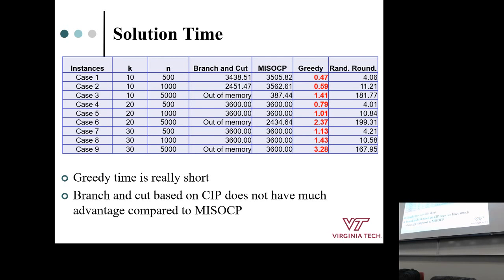So now this is the solution time of these results. Branch cut is for the convex integer model, we try this. And for some cases, if the number of data points is very large, it's out of memory because it involves the inverse of an n times n matrix, and this is out of memory on my computer. So we cannot get anything here for this instance when n is very large. And for MISOCP, the mixed integer second order conic, it usually takes a very long time to get the optimal solution.